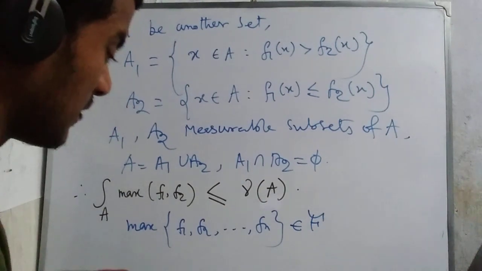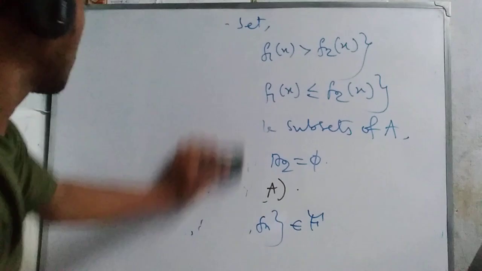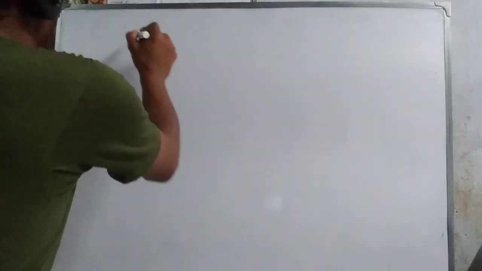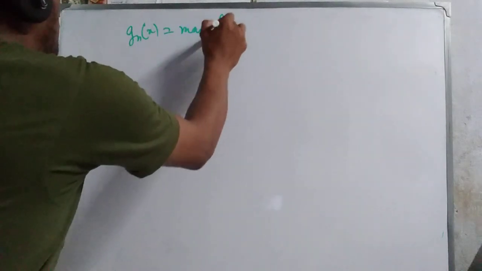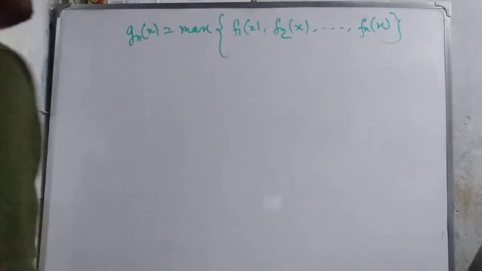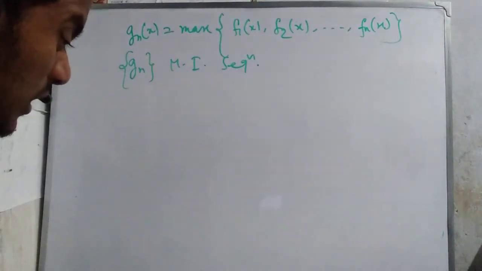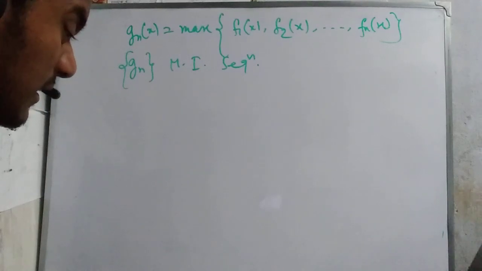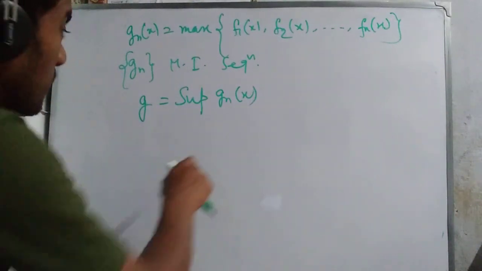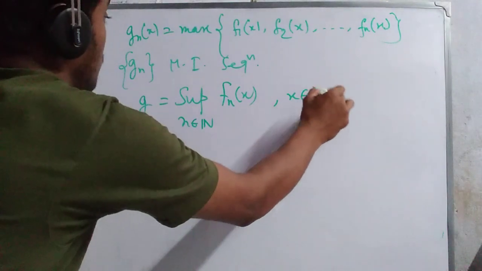That means we have to prove that. We erase our portion and go on to further discussion. We see that gn(x) equals the maximum of f1(x), f2(x), up to fn(x). Then we see that gn is a monotonically increasing sequence, and we find another g equal to the supremum of fn(x), where n belongs to the natural numbers and x belongs to X.